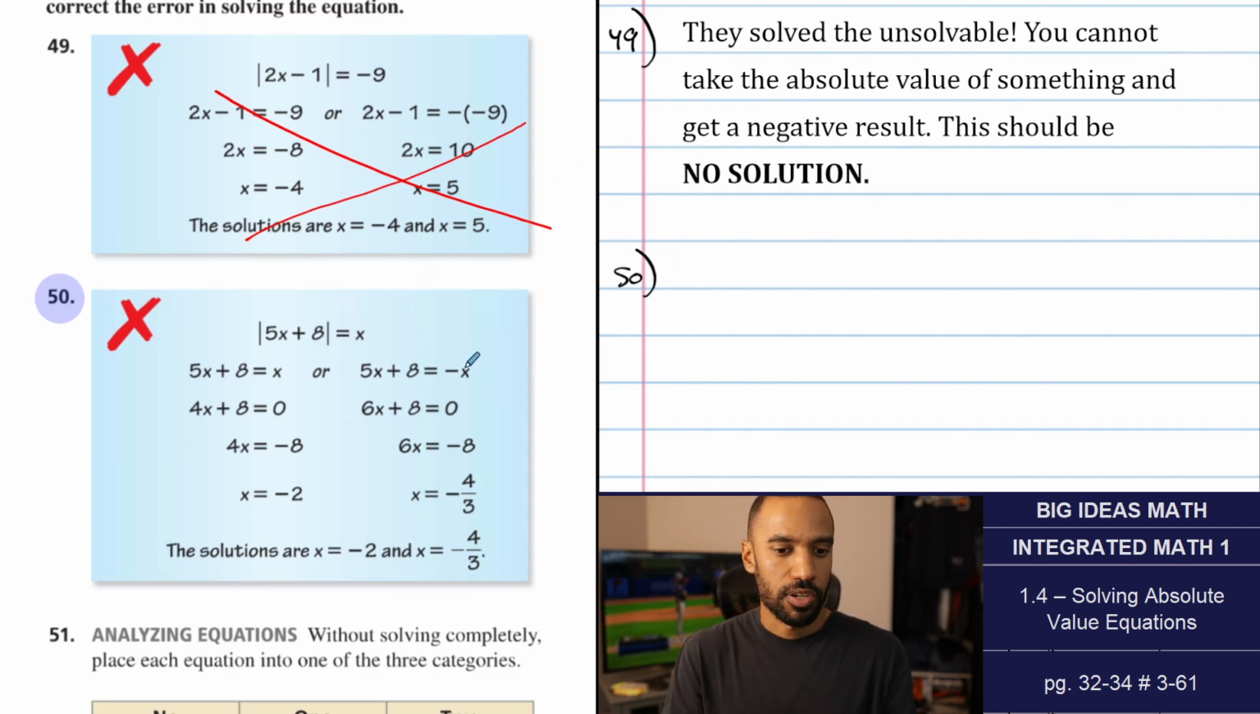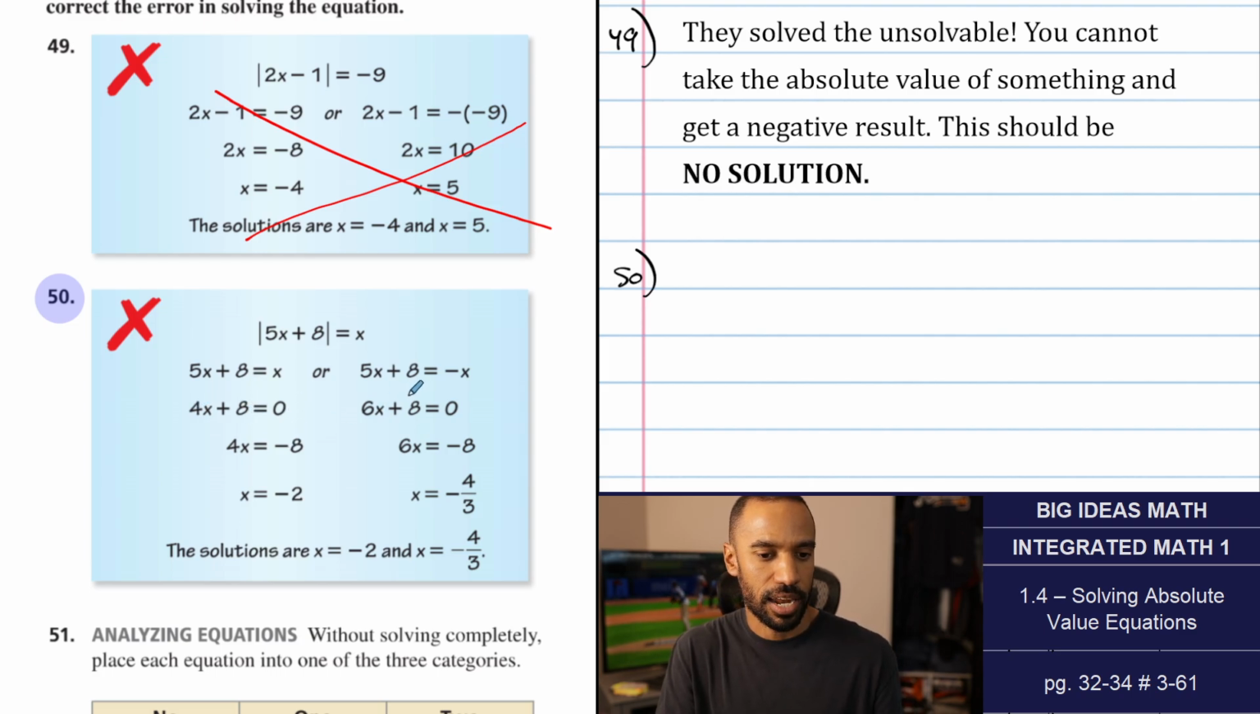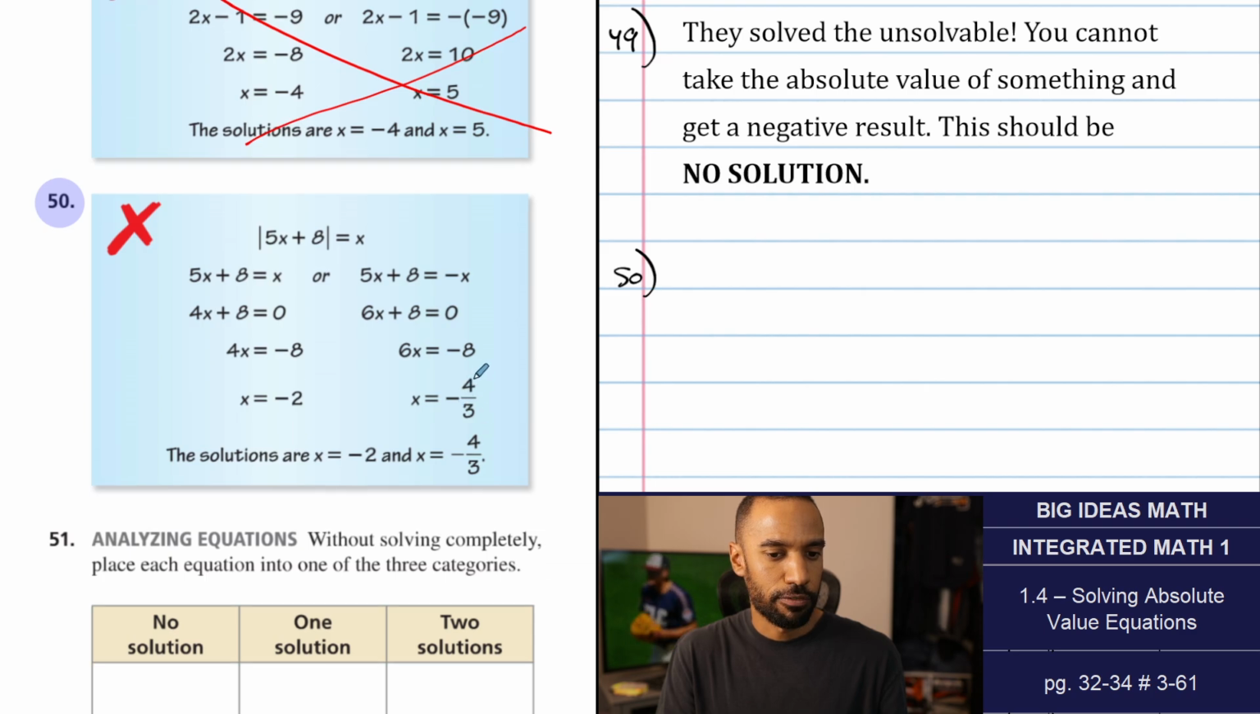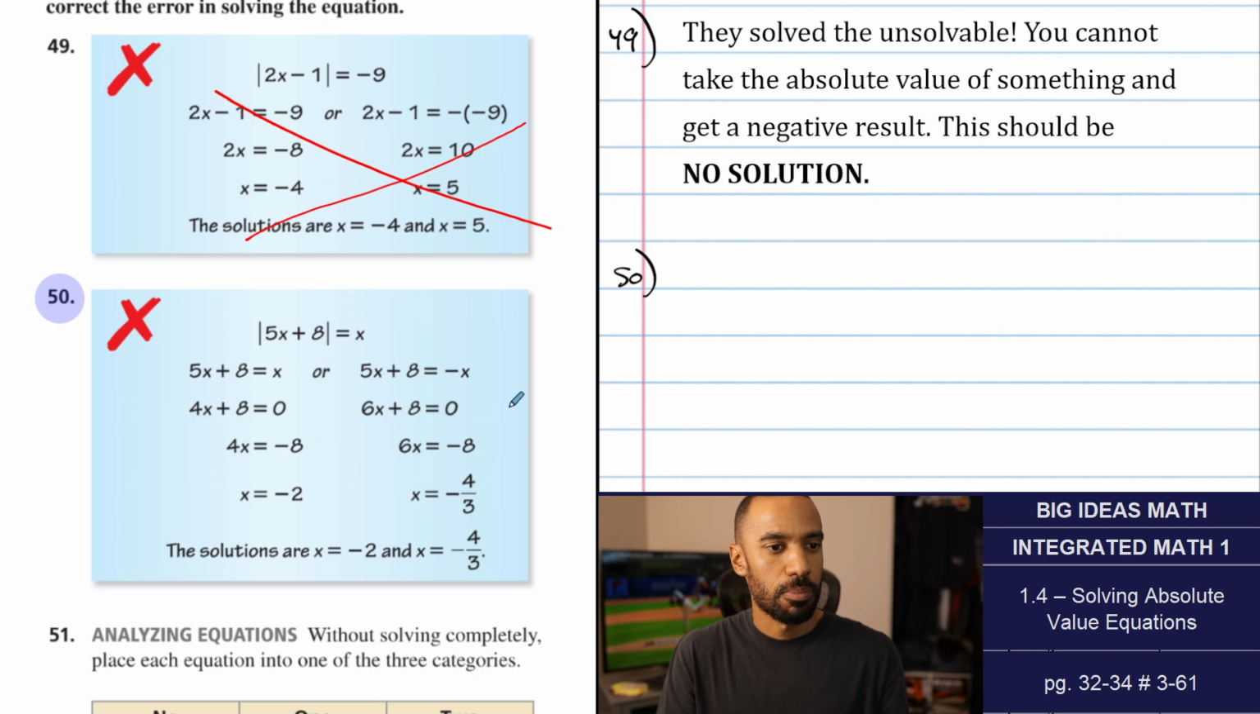They set it equal to positive or negative x. So far, so good. They subtracted x from both sides. I don't know if you can tell, but 5x minus x is 4x. They subtracted 8 from both sides. That all looks good. Added x to both sides, subtracted 8 from both sides. All is good. Divide by 4. Divide by 4. Divide by 6. That's -4/3. Good fraction reduction. We got -2, -4/3. All correct math.